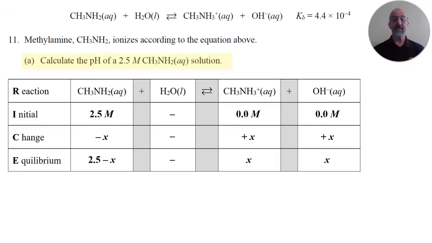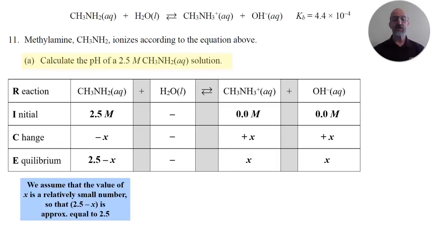We will go ahead and make that simplifying assumption similar to what I had mentioned in question 10, and that is because the change in X is so small relative to the initial concentration of this weak base, then 2.5 minus X is approximately equal to 2.5. And this greatly simplifies our math. So when we solve for X, we will not need to use any fancy quadratic equation or equation solver.